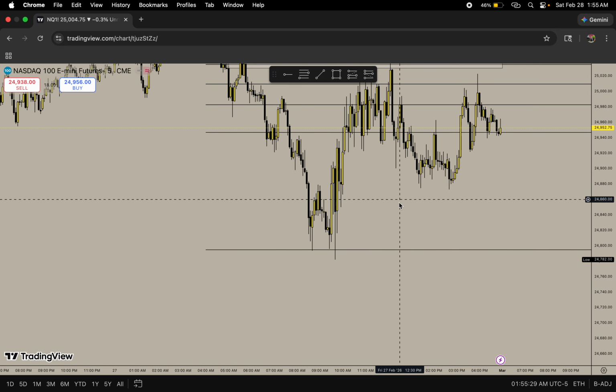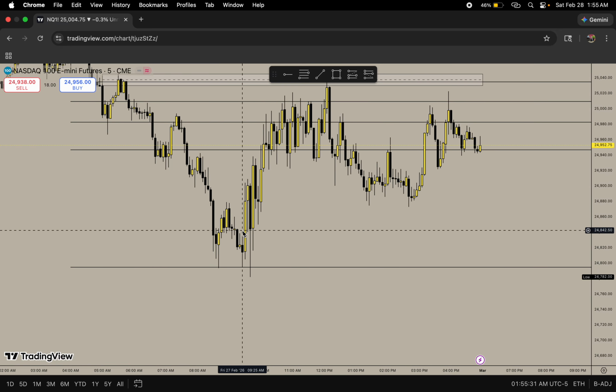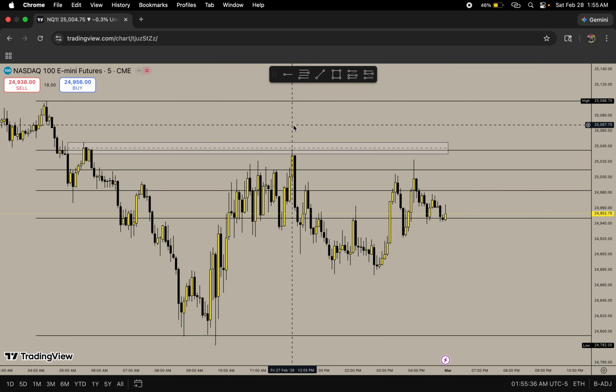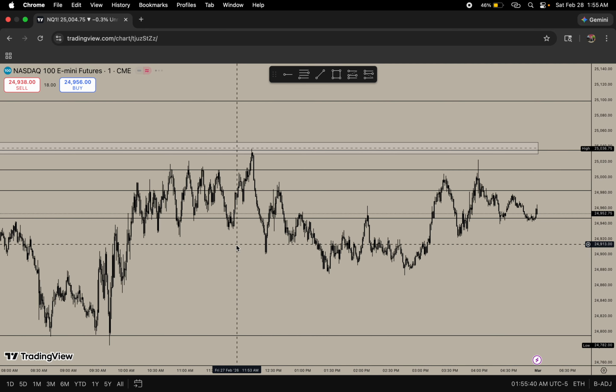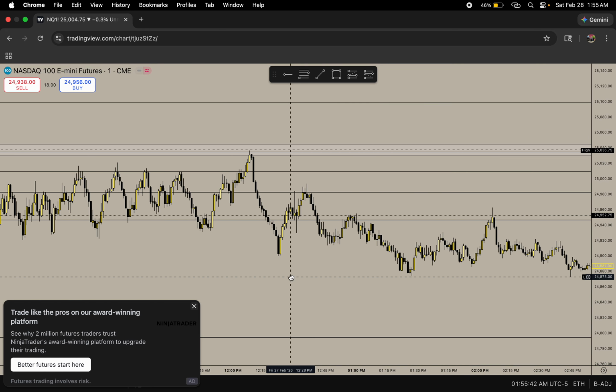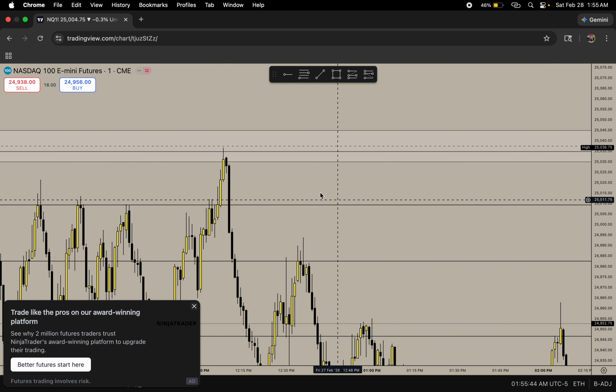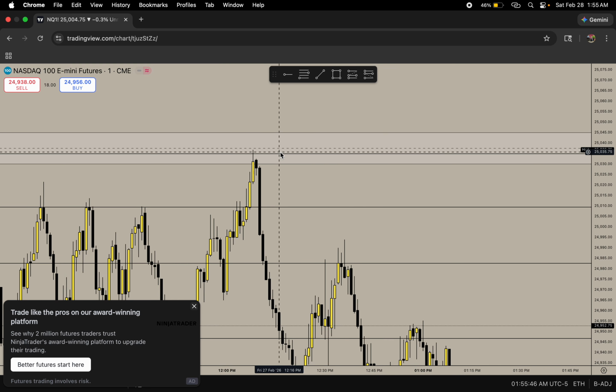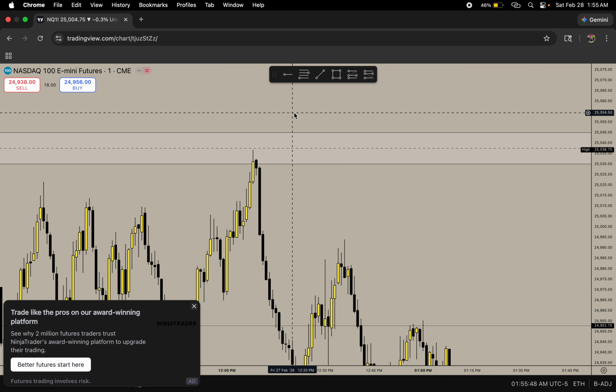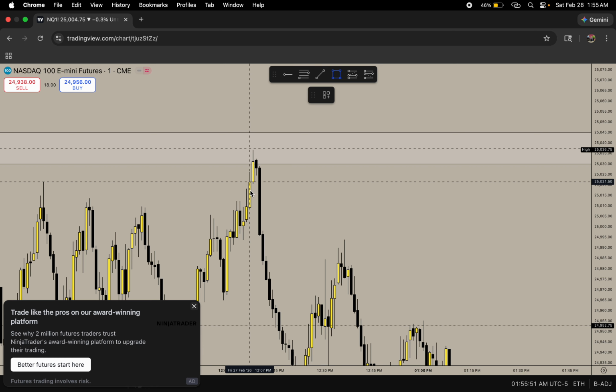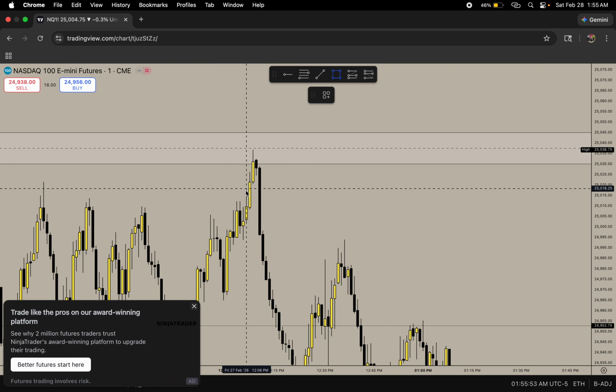Time frame alignment. You have 9:30 open, rip to the top. Price taps into the 1 hour rejection wick. Our entries are based on the 1 minute entries. Price taps into it. After rejecting.